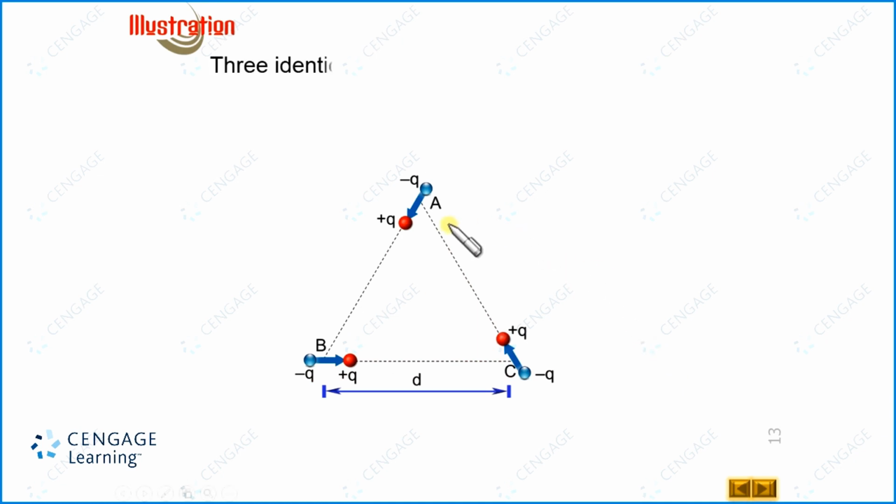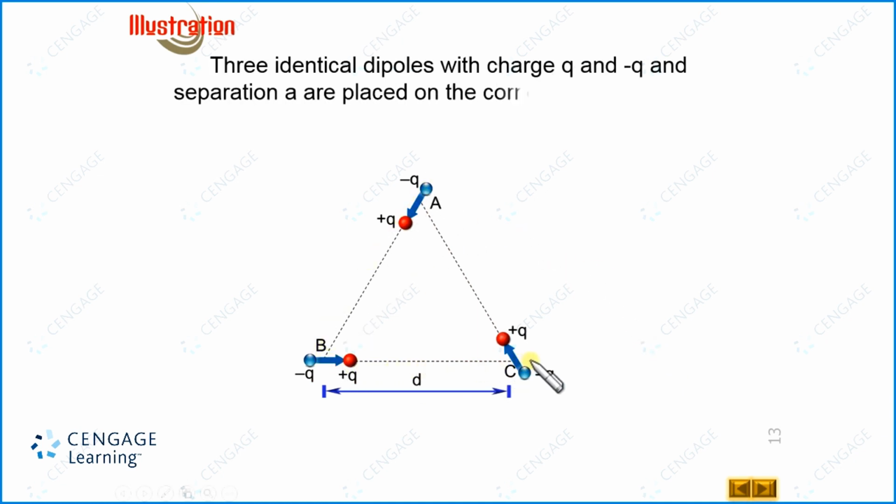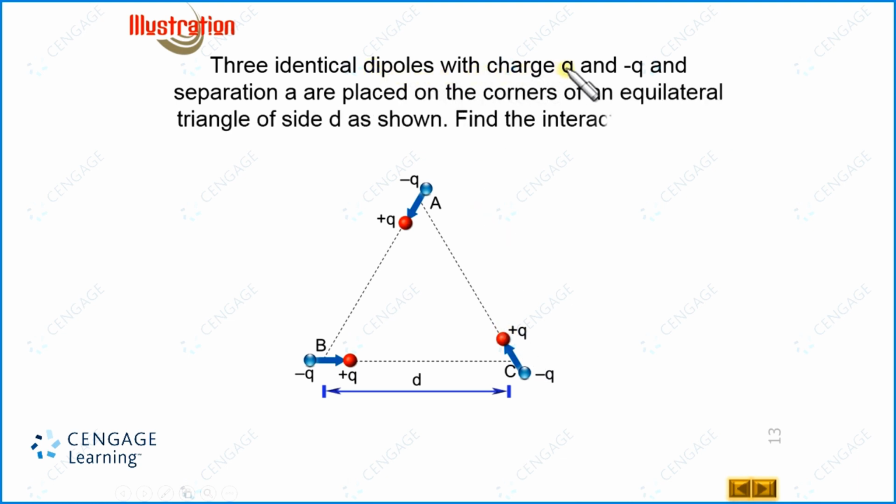In this illustration, we have 3 identical dipoles with charge q and minus q. This is q and minus q separated by a small distance a. That means the magnitude of the dipole moment of each dipole is q multiplied by a, and they are placed at the corners of an equilateral triangle of side d. We need to find the interaction energy of the system, and it is also given that a, the separation between the charges in a dipole, is much smaller than small d. Small d is the separation between the dipoles. Okay, so let us make the diagram on the next page.